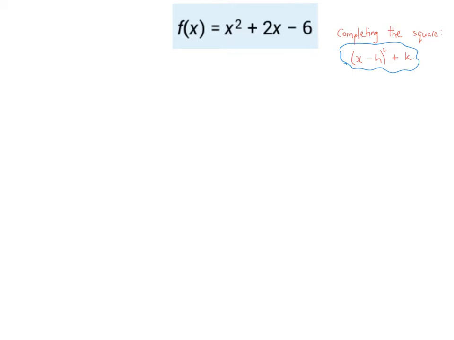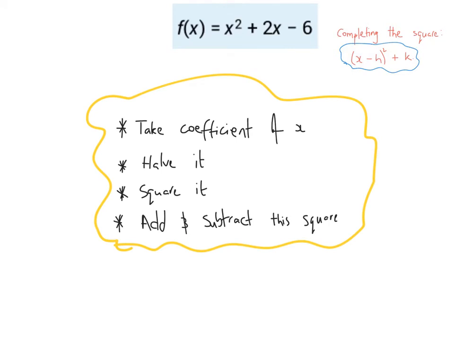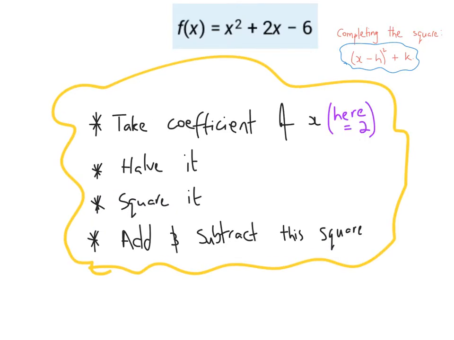In order to do so we have our 4-step process. Okay, so the first step is we take the coefficient of x. So here that coefficient is equal to 2. Our next step is to divide that by 2 to halve it. So we have 2 divided by 2, which is equal to 1. And then we'll square it. So we have 1 squared, which is equal to 1 again. And then we are going to add and subtract that square.